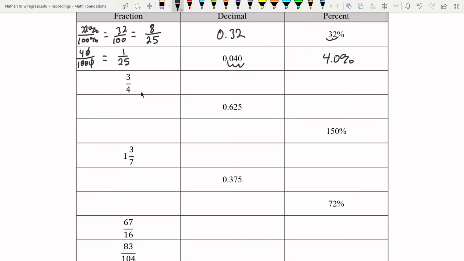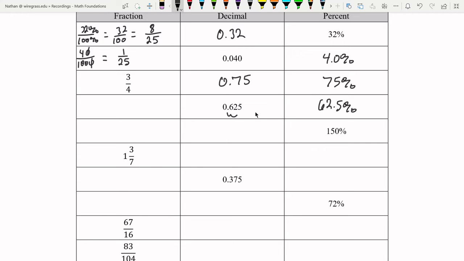Okay, 3/4. Just plug that into a calculator. We're going to get 0.75. And move it 2 spaces over. And that gives us 75%. So that one's all done. The next one, 0.625, 2 spaces over. It's going to give us 62.5%.